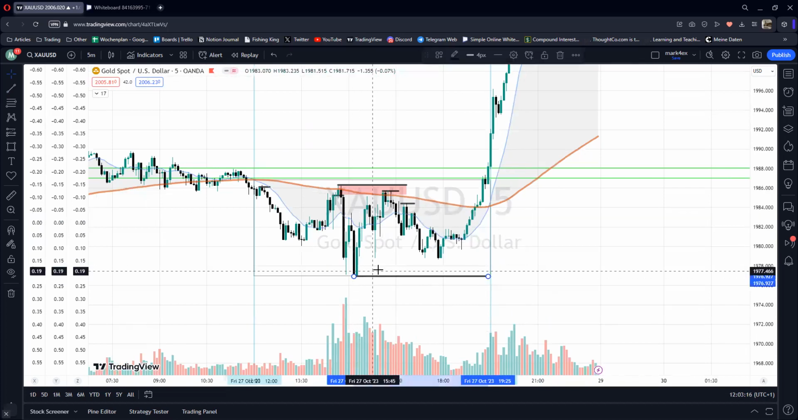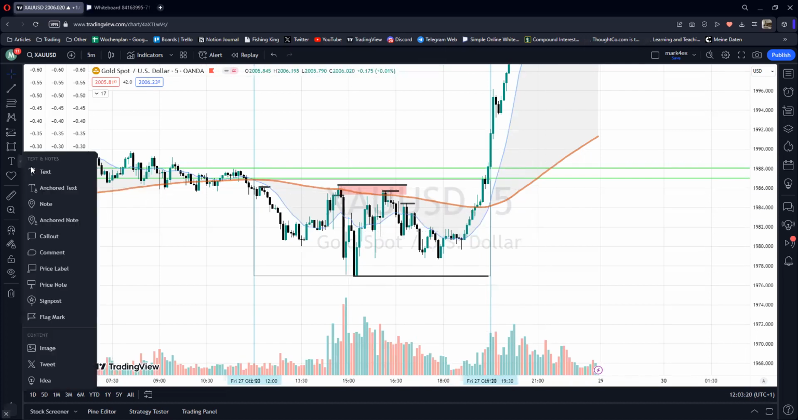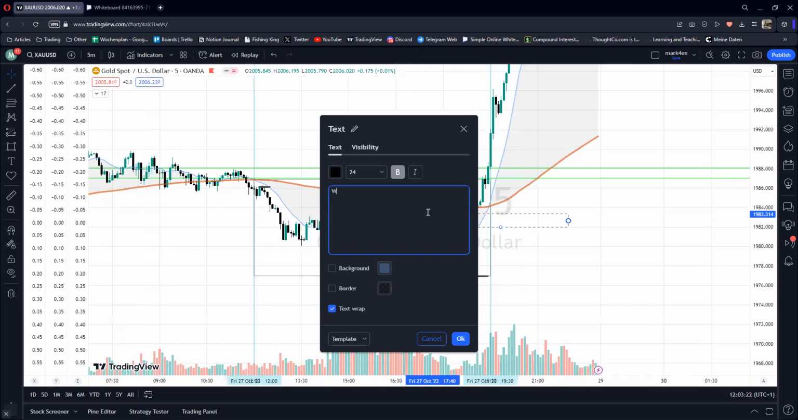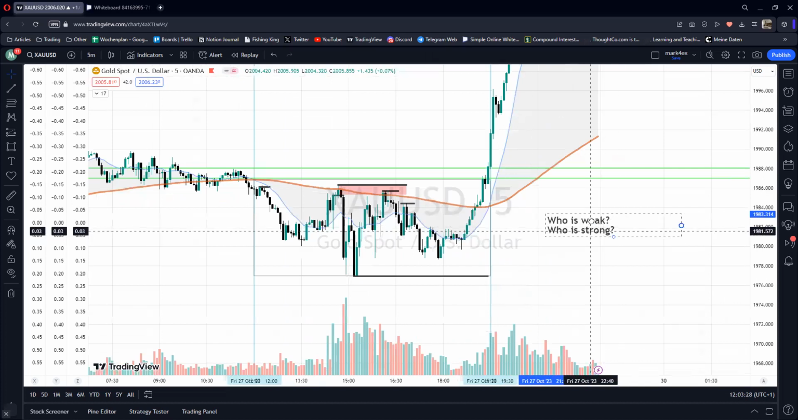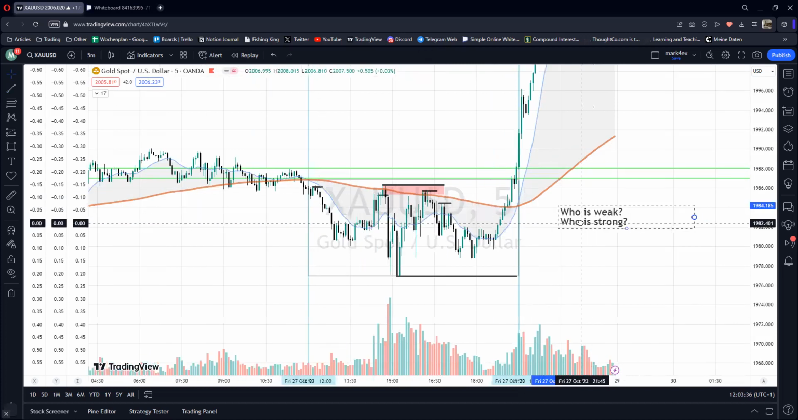We need to see who is weak and who is strong. We need to identify this. It's important. We're on the 5 minute, okay. If we look at the last toxic move, so exactly.